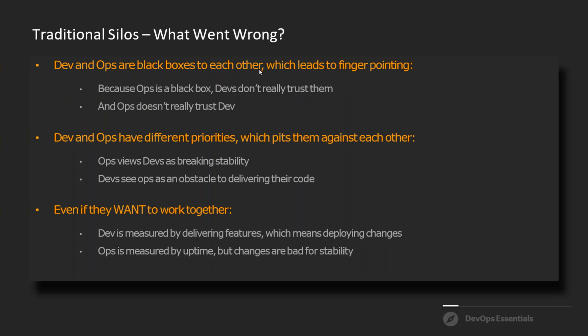What went wrong in traditional methods is that dev and ops are black boxes to each other, which led to finger pointing. Because ops is a black box, devs don't really trust them, and ops doesn't really trust dev. Dev and ops have different priorities, which pits them against each other. Now, the operations team says, hey, I'm not going to work on this code, because if I do, my actual production will be down, and I'll be in soup.